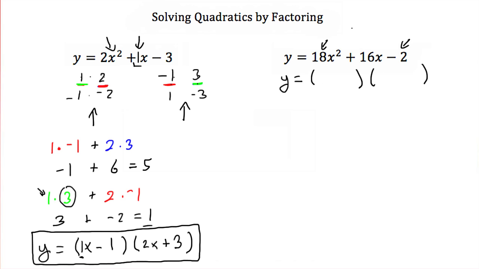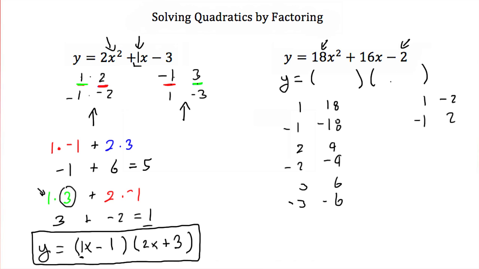Well, there's lots of ways to get 18. We can get it by 1 and 18. We can get it by negative 1 and negative 18. We can also get it by 2 and 9, or a negative 2 and a negative 9. We can get it by 3 and 6, and then a negative 3 and a negative 6. So those are all of our factors of 18. And then to get negative 2, we can get negative 2 by multiplying 1 and negative 2, or negative 1 and 2. Those are the only ways that we can get negative 2.